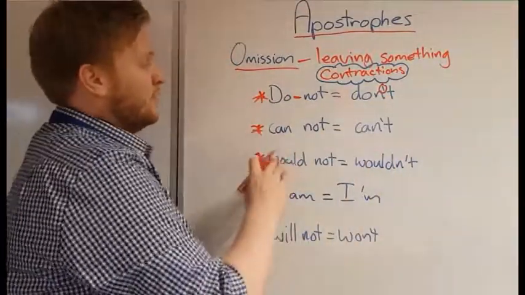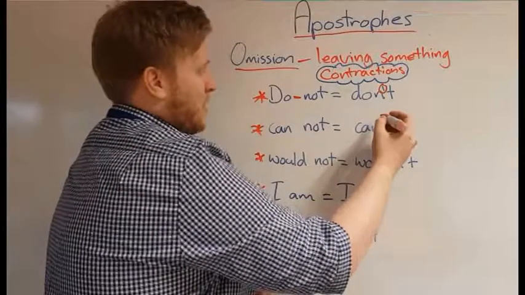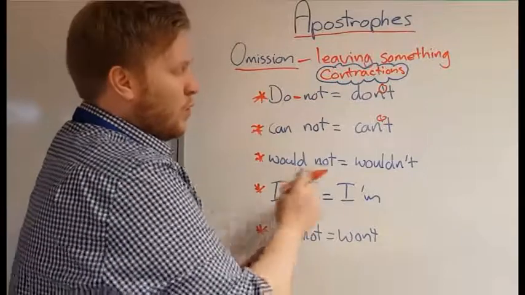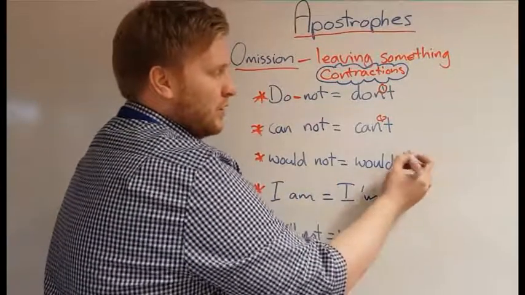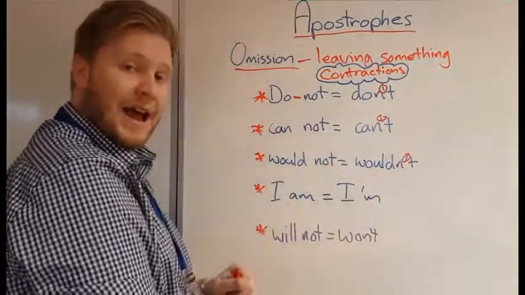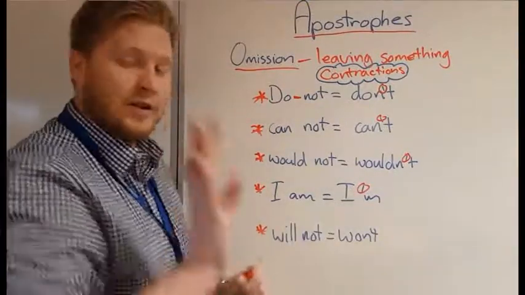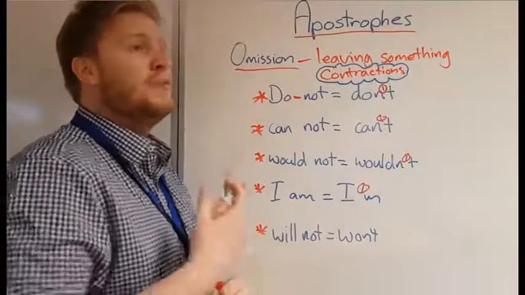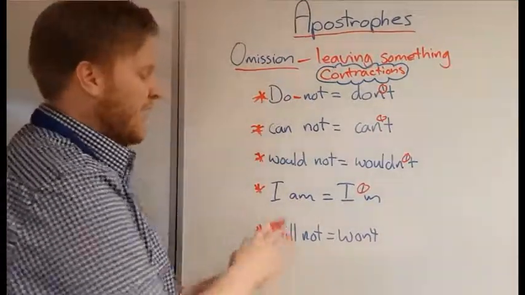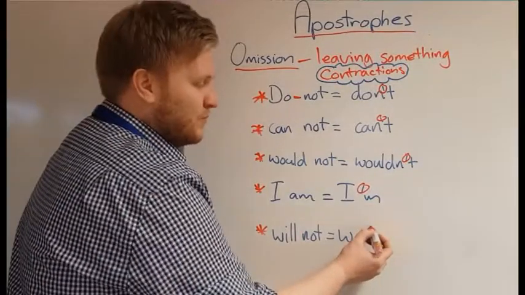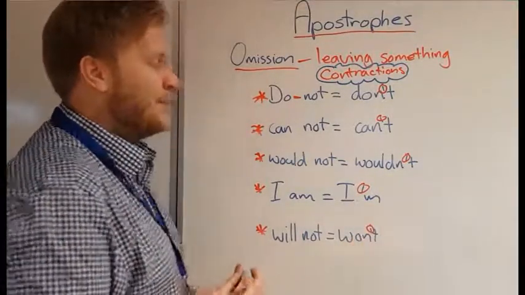Okay, so let's have a look some more. Cannot goes down to can't, apostrophe in the shape where the O should be. Would not becomes wouldn't, we have that there. I am becomes I'm, with the apostrophe where the A would be. Now, there is one exception to the rule, as English normally tries to throw at us to try and confuse us, and that's will not. Will not doesn't become willn't, okay? That becomes won't, with the apostrophe again in between the N and the T.